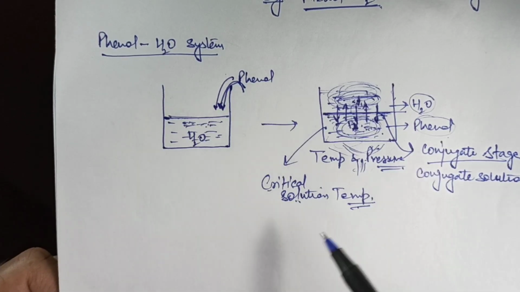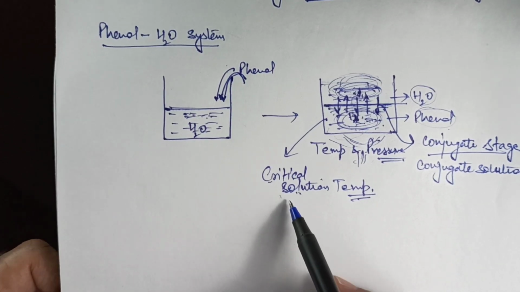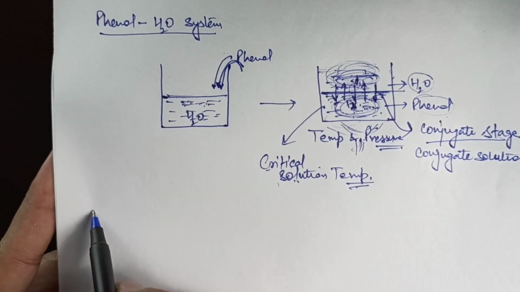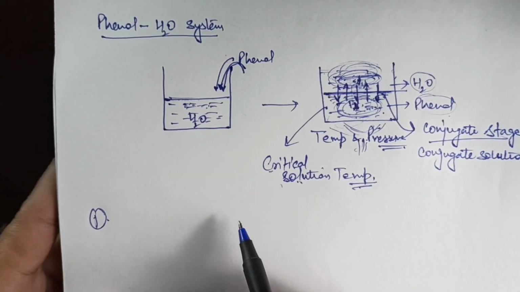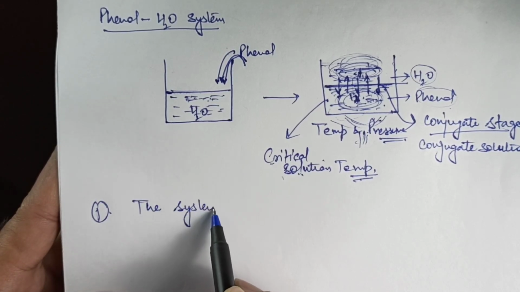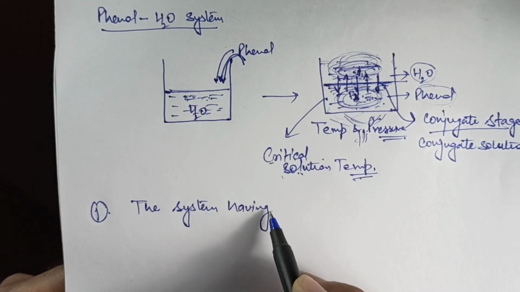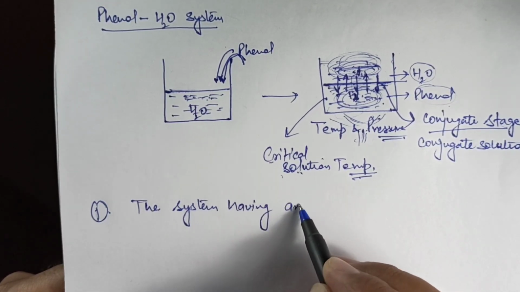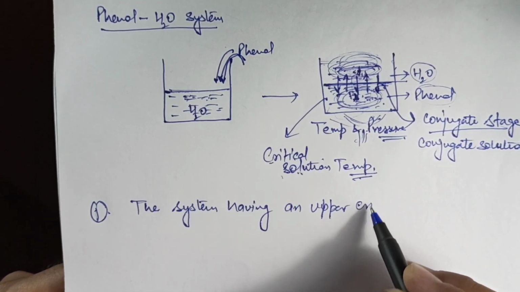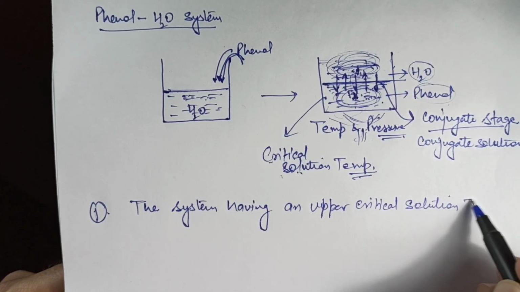Okay, on the basis of these natures we have divided the critical solution temperature into three categories. First category is the systems having an upper critical solution temperature.